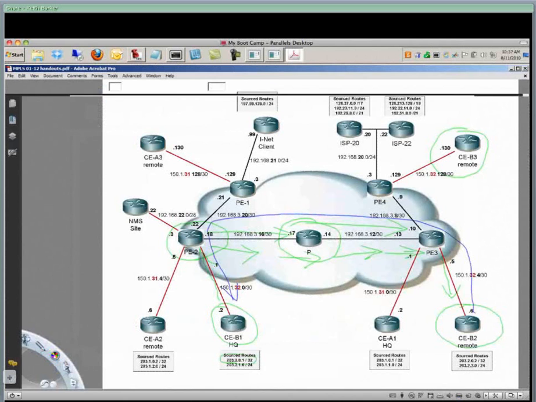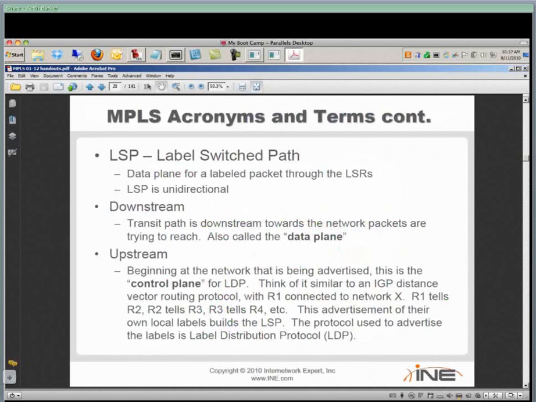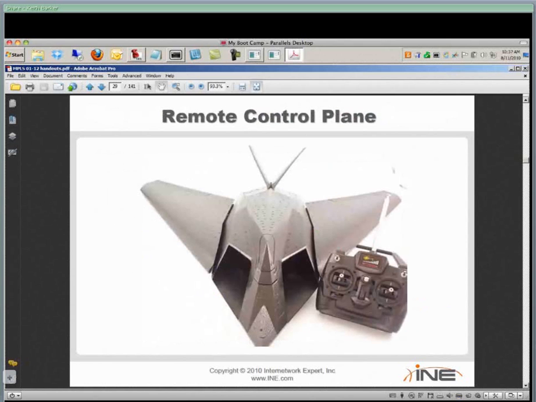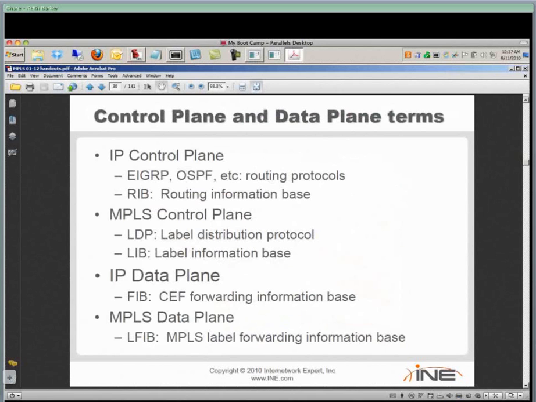Additional terms that we absolutely need to come to terms with, besides upstream and downstream, is we should also be aware of something called the control plane. Now this is a remote control plane, which is not exactly what they had in mind. But the control plane is how we train our network to forward packets, whether it's an MPLS control plane advertising labels, whether it's an IP routing control plane like RIP or EIGRP or OSPF advertising actual routes. The control plane is how your network learns how to forward traffic. So just be aware of the pieces involved.